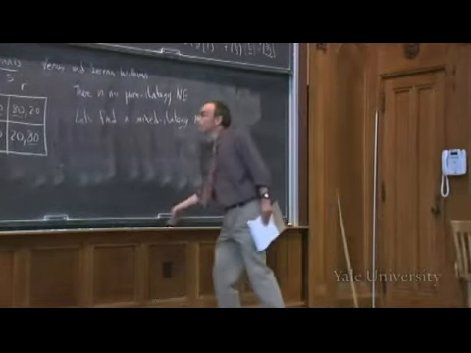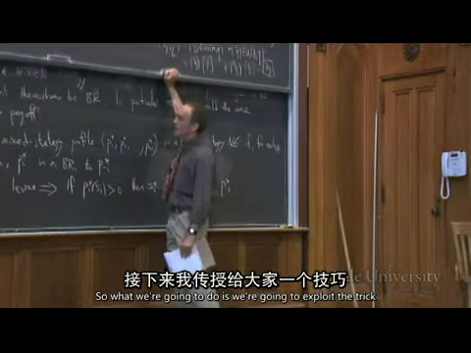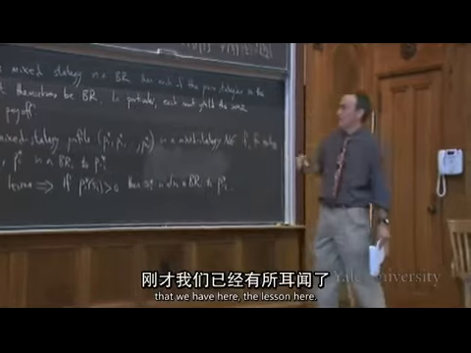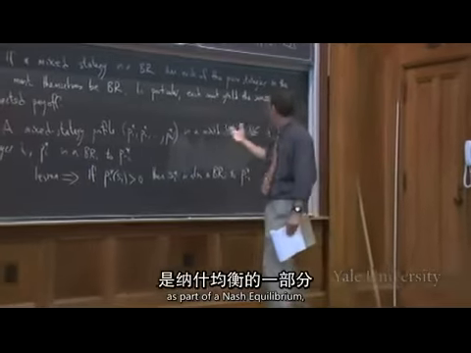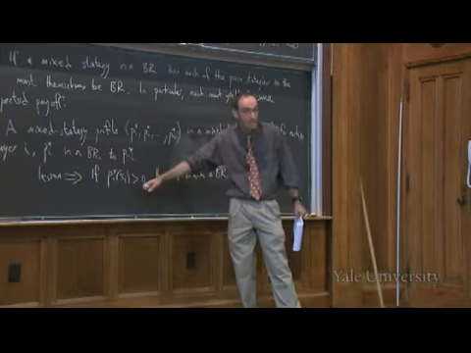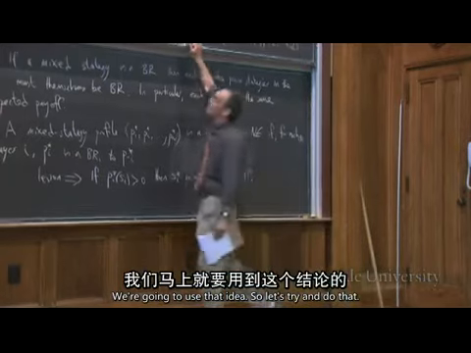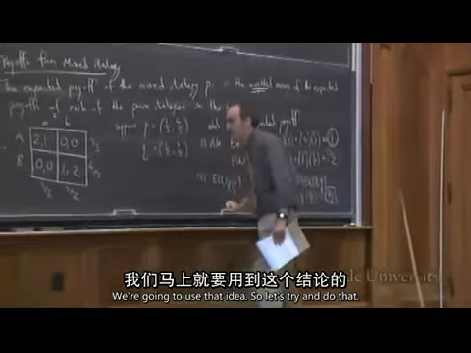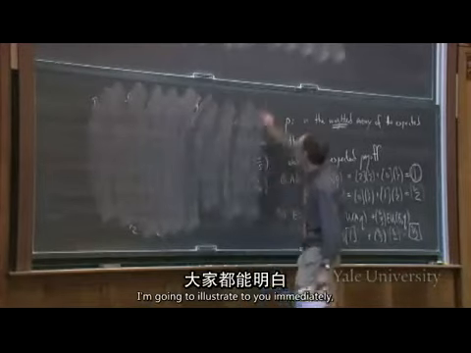Now, how are we going to do that? What we're going to do is exploit the trick, the lesson we have here. The lesson says if players are playing a mixed strategy as part of a Nash equilibrium, each of the pure strategies involved in the mix must itself be a best response. We're going to use that idea. All right, so let's try and do that. I'm hoping that by doing this, I'm going to illustrate to you immediately that this idea is actually useful. At least useful if you end up coaching the Williams sisters.